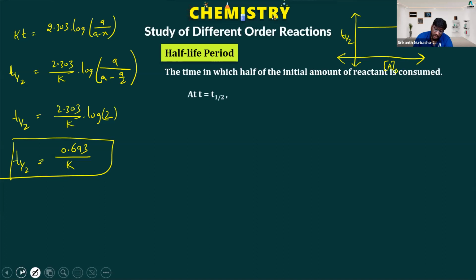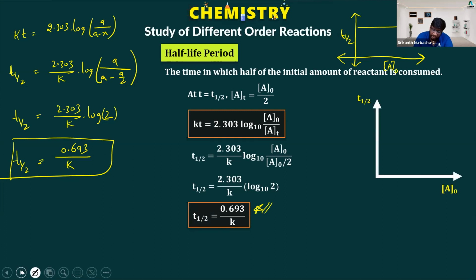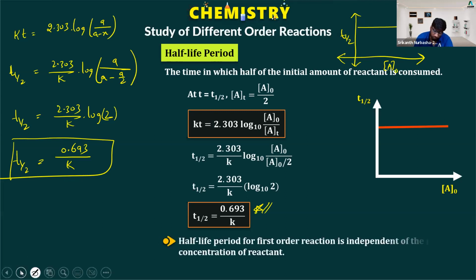Half-life is the time in which half of the initial amount of reactant has been consumed. So t half is equal to 0.693 by k. If you plot a graph of t half versus initial concentration, you will get a straight line parallel to the x-axis, because although you change the initial concentration, the half-life period is not going to change. Half-life period for a first order reaction is independent of initial concentration, whereas for a zero order reaction, t half is directly proportional to initial concentration: t half is equal to initial concentration by 2k. Right?